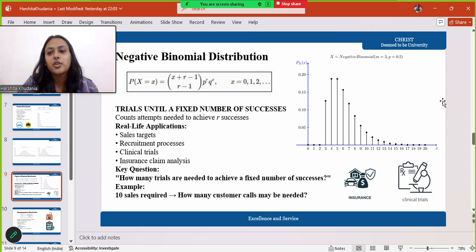Negative binomial distribution. This distribution models the number of trials required to achieve a fixed number of successes. The random variable represents the total trials needed to obtain those successes. For example, a company may estimate how many customer calls are needed to achieve 10 successful sales. It helps organizations plan resources when a target number of successful outcomes must be achieved. The graph shows the probability of achieving the required number of successes after different numbers of trials.